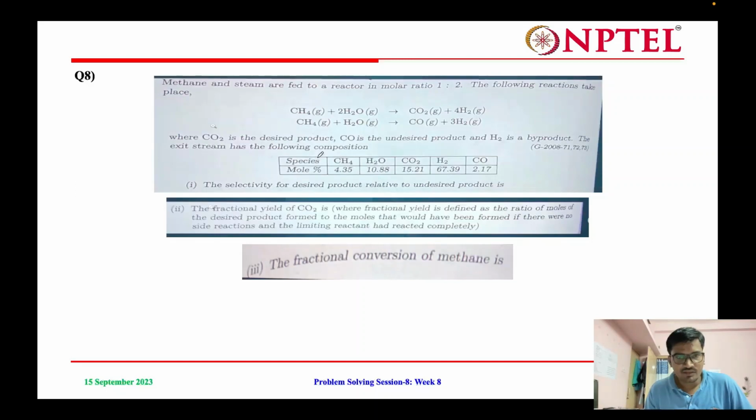The exit stream has the following composition, with the components given with their mole percentages. You have to calculate, first, the selectivity of the desired product relative to the undesired; then the fractional yield of CO2; and third, the fractional conversion of methane.